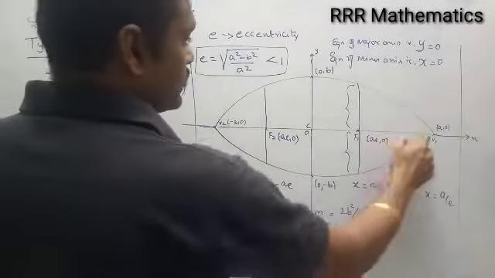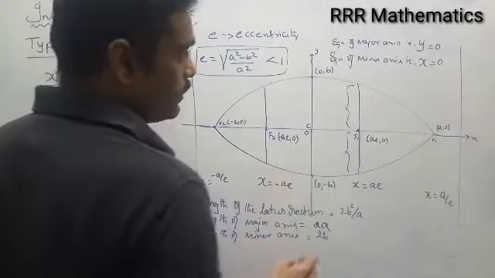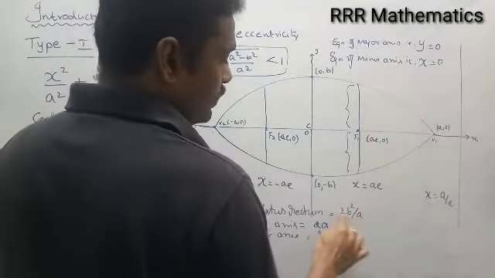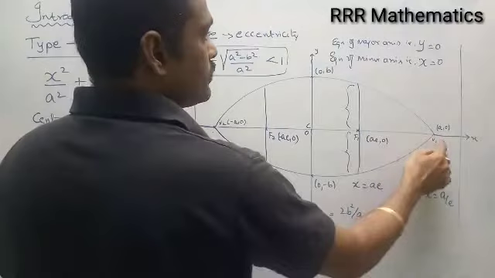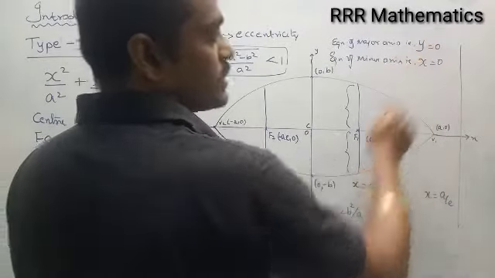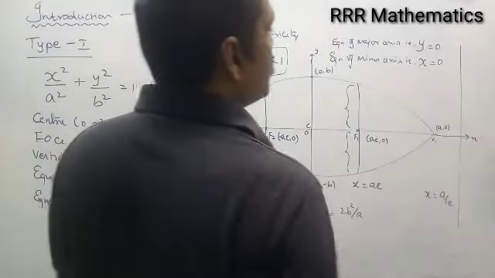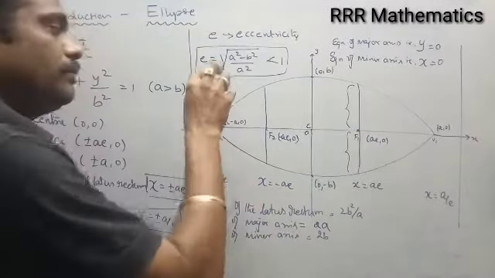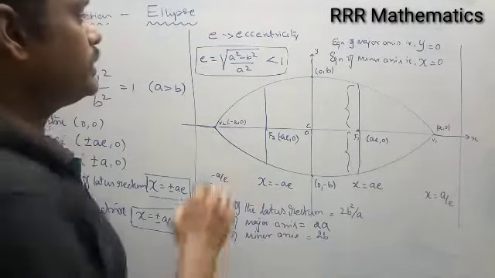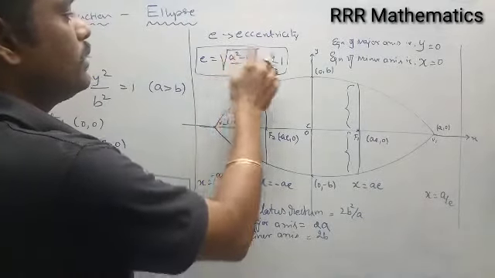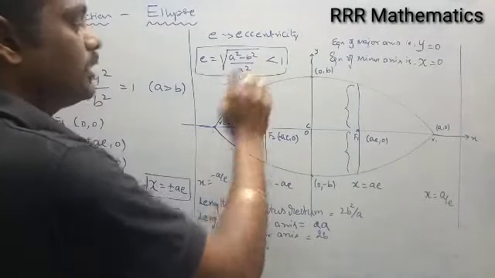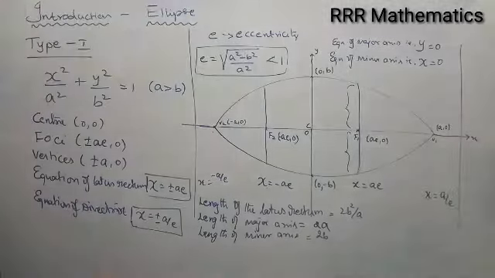Length of major axis will be 2a and minor axis will be 2b. Length of latus rectum will be 2b square by a. Equation of the major axis, that is x axis, will be y equal to 0. Minor axis, y axis, whose equation will be x equal to 0. Always you want to find out the value of e. In case of ellipse, it can be calculated as square root of a square minus b square by a square, less than 1. Okay. Is it clear?